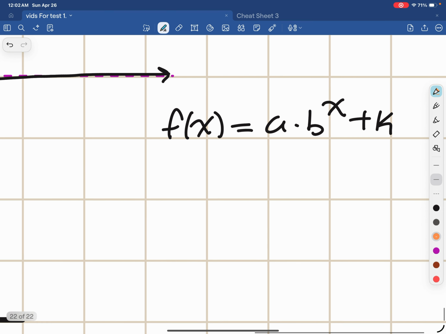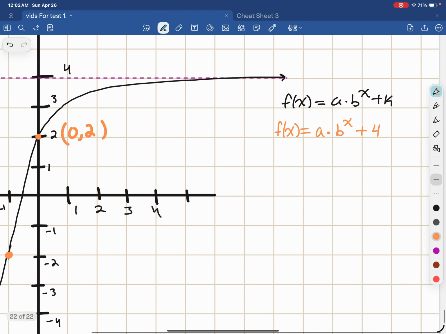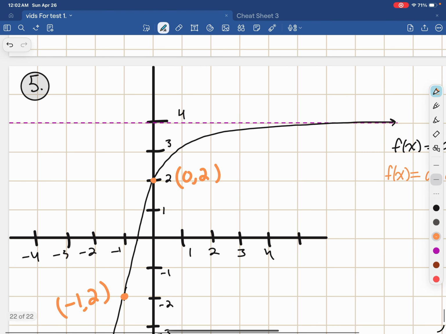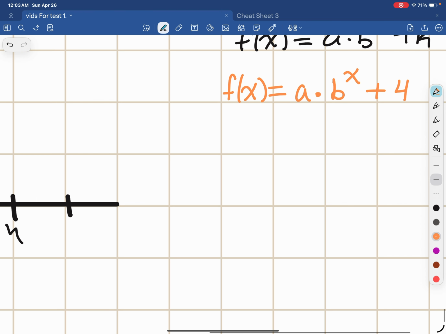So let's plug in what we know. So we know f of x is going to equal a times b to the x plus 4. Keep in mind this would be -4 if it was all the way down here, but it's not, so let's disregard that. And now we're going to plug in our easy values. That's the reason why we want to identify the intercept, because the x value is 0, and anything raised to 0 is just going to be 1. So this automatically eliminates one of our variables to solve for a.